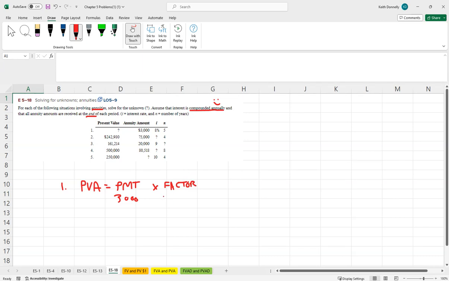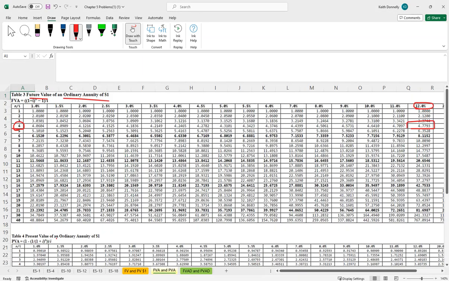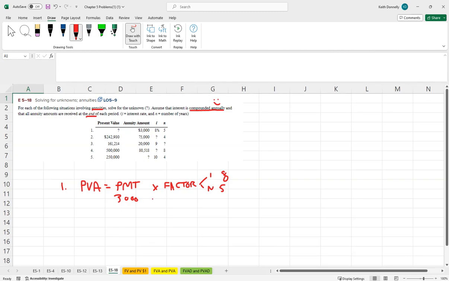Right, and in this case, remember we said it's compounded annually, so we can get our I of 8 and our N of 5. If you were to go over to that table, the N is 5, I is 8, over here, and we're using the present value. You would see the factor in that case is 3.99271.